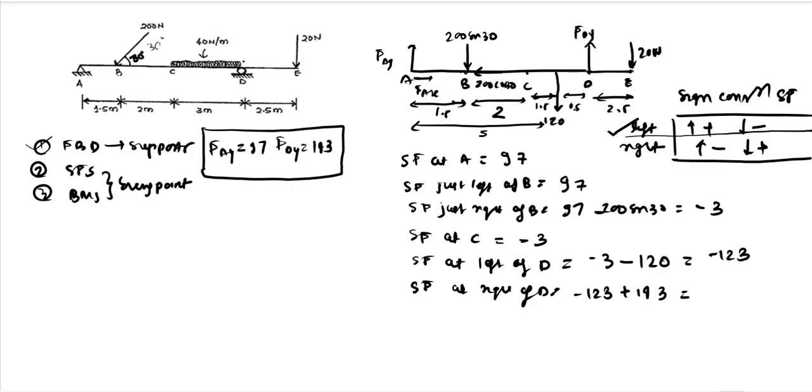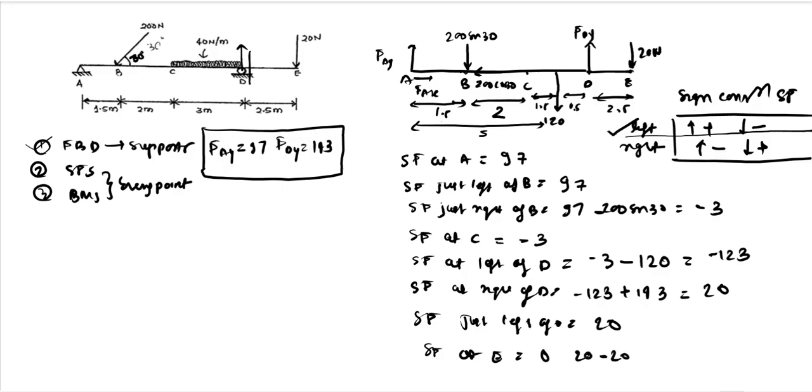So if you are just crossing the beam somewhere here, right of D, you need to consider this force also, because we are considering forces on the left. So it will be 20. The shear force just left of E will be the same, which is 20. And shear force at E, or you can say at right of E, it will be 0, because there will be a 20 and there is a certain force of minus 20 acting there. So it will be 0 at point E.